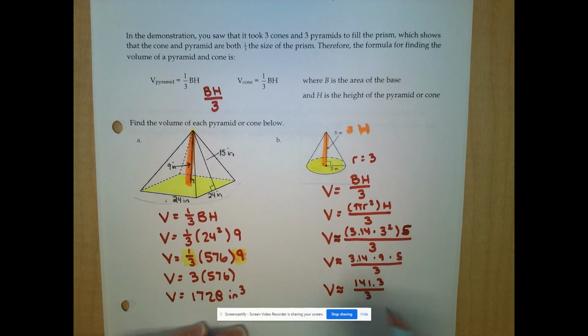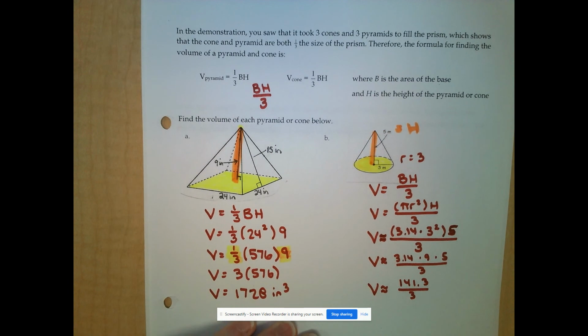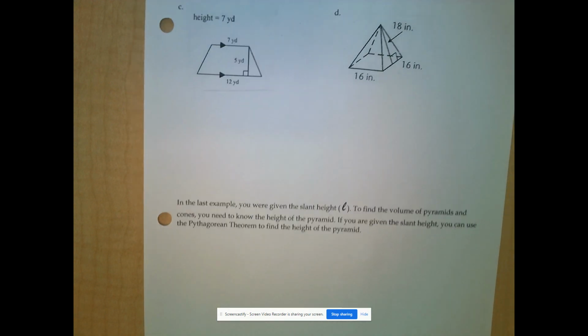141.3, and then I will have to divide it by 3. And absolutely using a calculator in this section makes sense. The volume is going to be approximately 47.1 meters cubed. So nothing fancy, nothing splashy when it comes to this. The only difference is that you either have to take 1/3 or you have to remember to divide it by 3. So we go to the back, we are going to look at option C, okay?